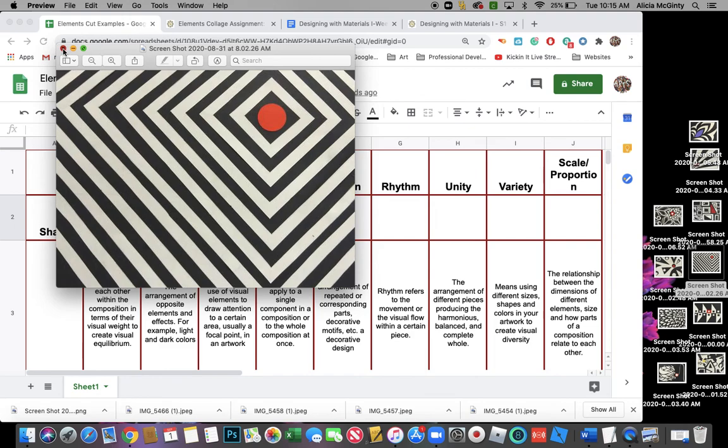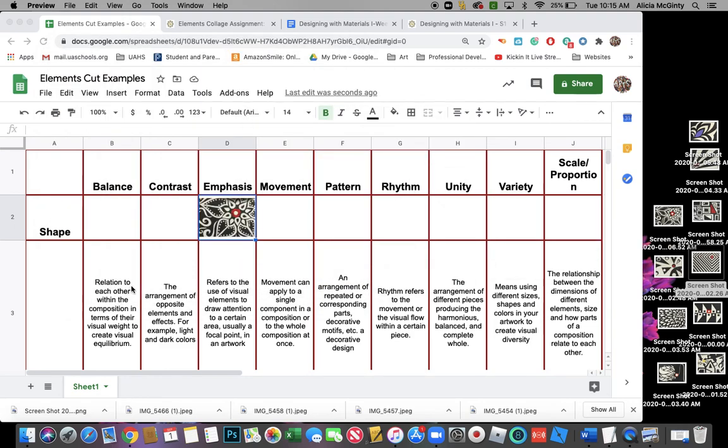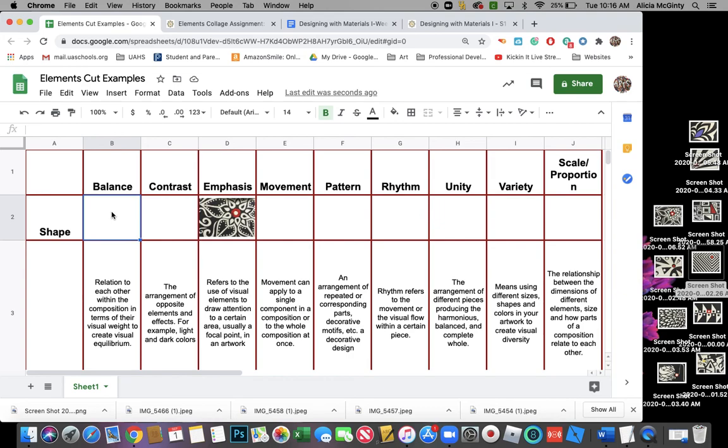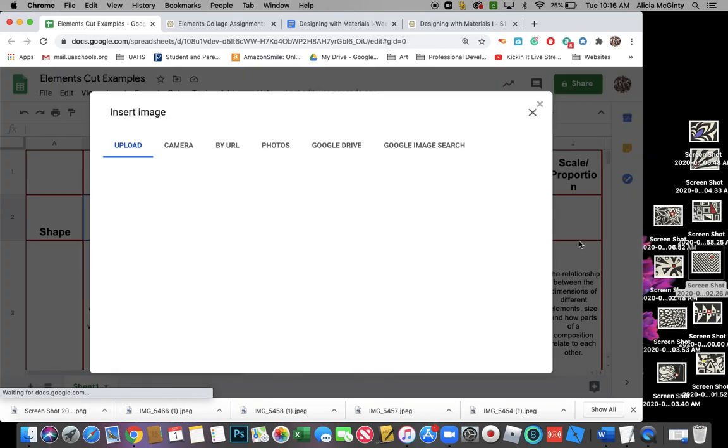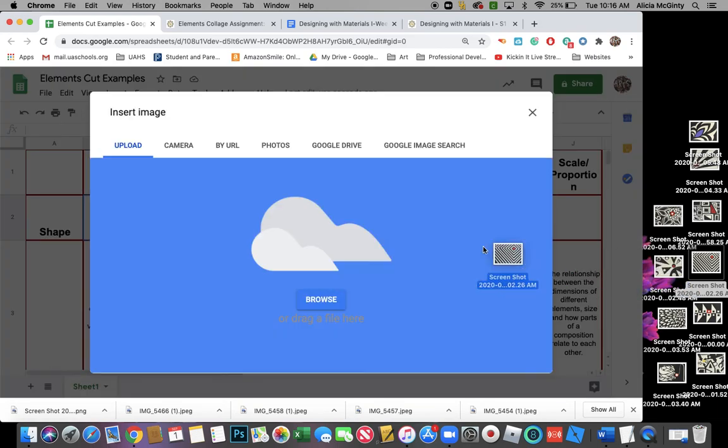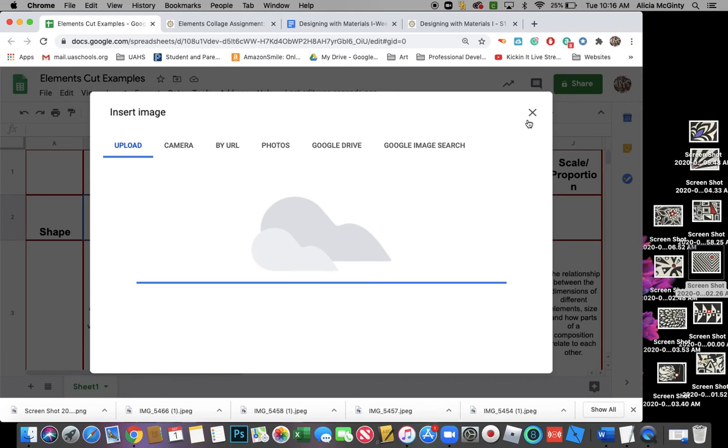So I'm going to put it here where the definition is relation to each other within the composition in terms of their visual weight to create visual equilibrium. So I'm going to click inside this box, and then I'm going to insert image into cell. And then all I have to do is take the image I want and drag it over.